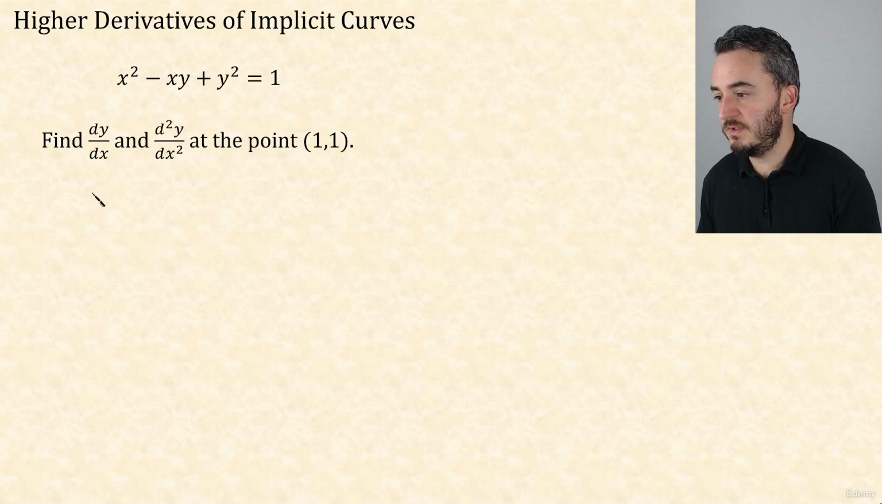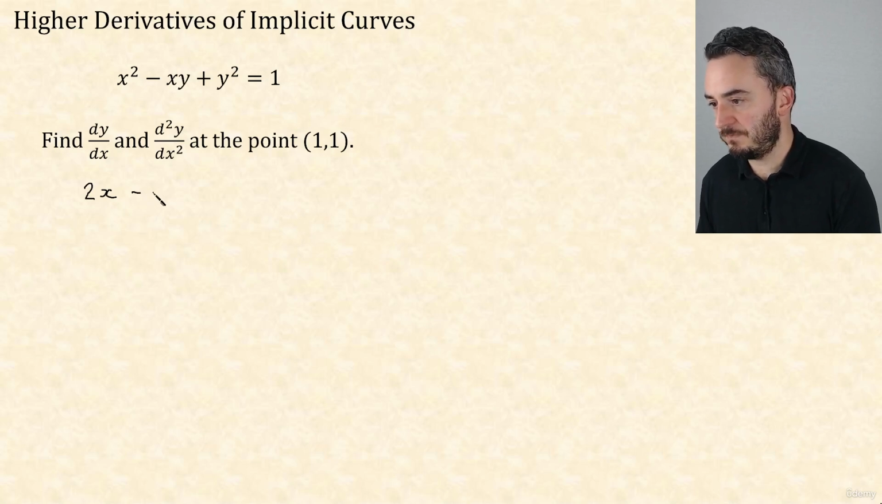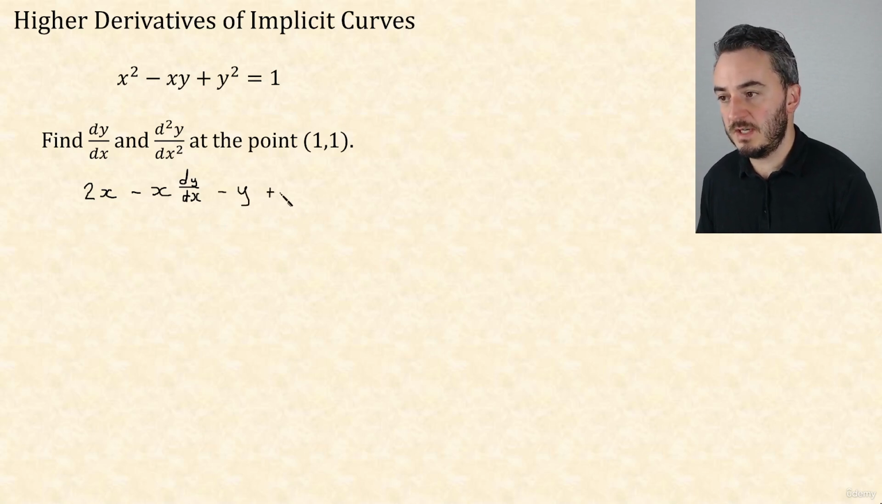So finding the first derivative, we're just going to differentiate, so that becomes 2x, and we have to differentiate this implicitly. So product rule, here's our u, here's our v, so it's u, and then v dash, well v dash is dy by dx, plus u dash v, u dash is minus 1, and v is just y. Then differentiating y squared implicitly, we get 2y dy by dx. And that equals 0 because the derivative of 1 is 0.